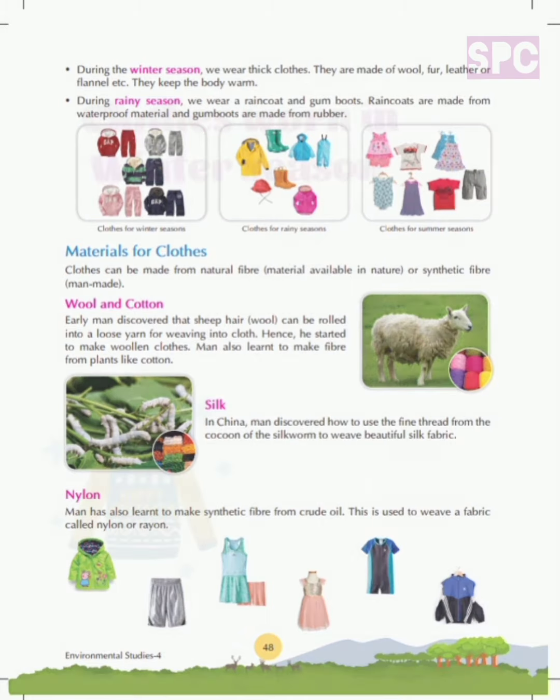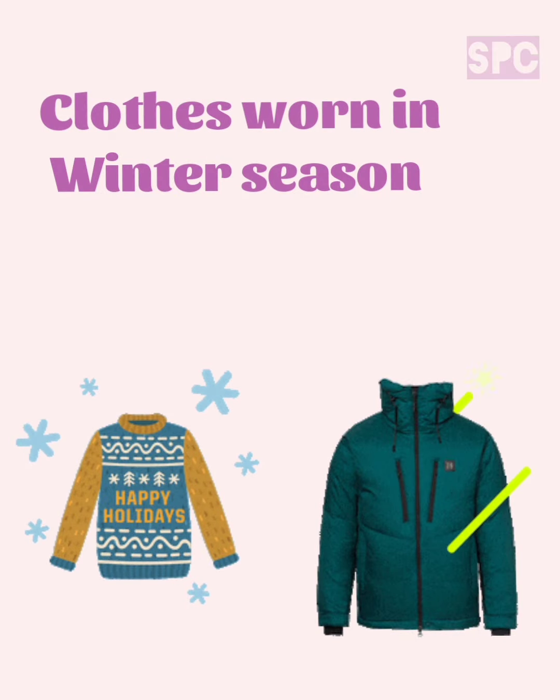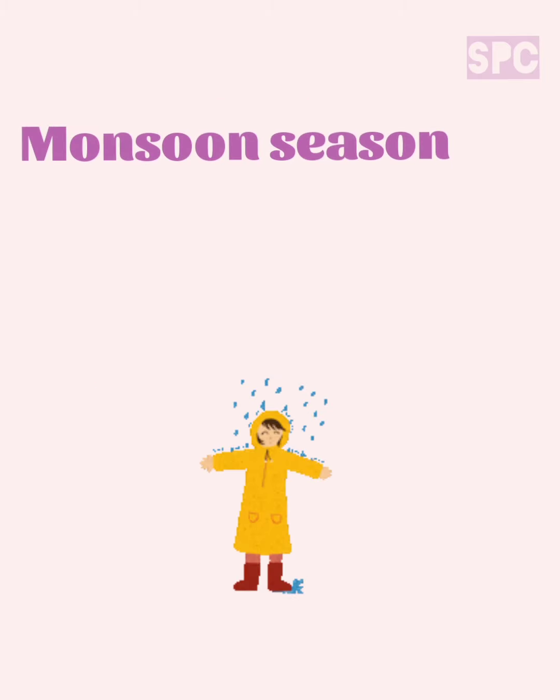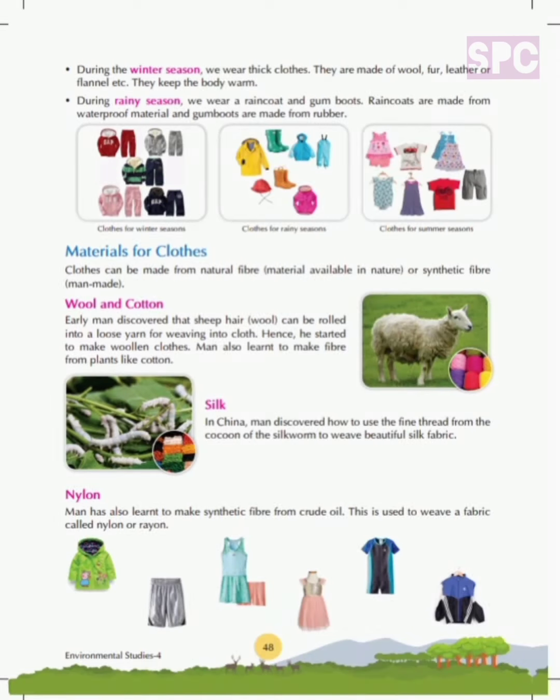So children, in winters, we wear clothes made of wool, fur, feather or flannel which keeps our body warm. In monsoon or rainy season, we wear raincoats and gum boots which are made up of waterproof materials. Let's move on to the next topic, materials for clothes.